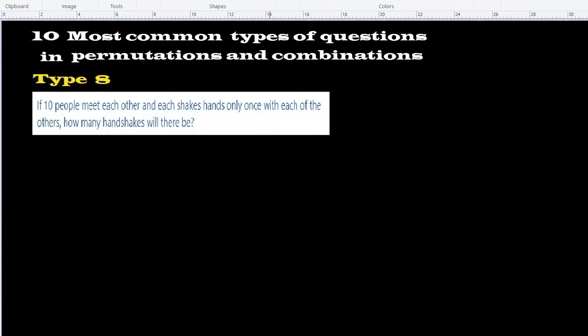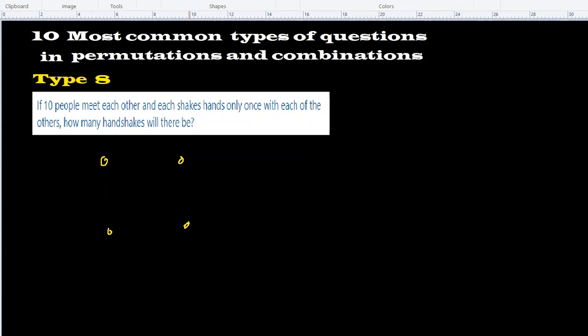Here is a very common question of permutation and combination, where they say that there are 10 people, they meet each other, each shakes hand only once with each other. How many handshakes will be there? So sometimes they make this 10 as 20 people, sometimes 100, 2000, 5000. The method remains same. So let's try to analyze this. So suppose there were 4 people, not 10 people, 4 people.